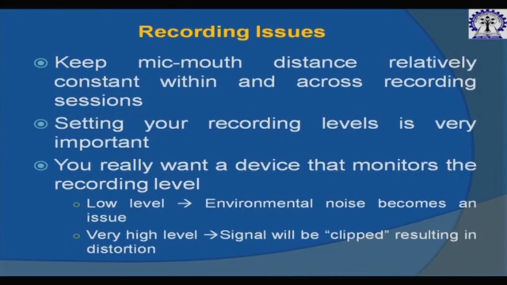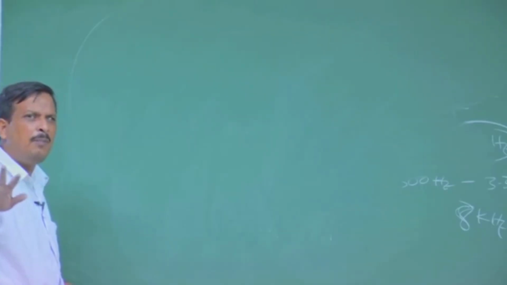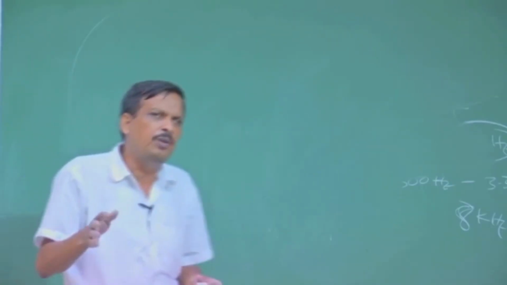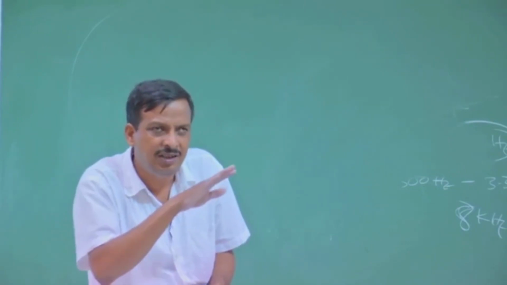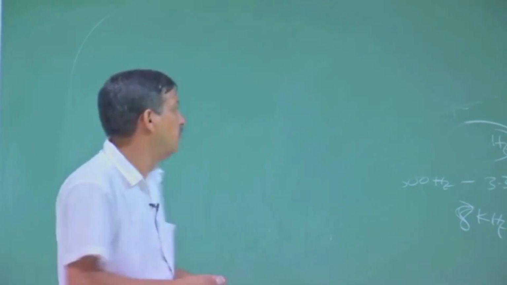Then recording issues. Keep the mic to mouth distance relatively constant within and across recording sessions. Setting your recording level is very important. Clipping is one very important issue, which I will show you in software. Clipping is a very important issue during recording, and most people say that when you record, the signal is clipped. What do you mean by clipping?